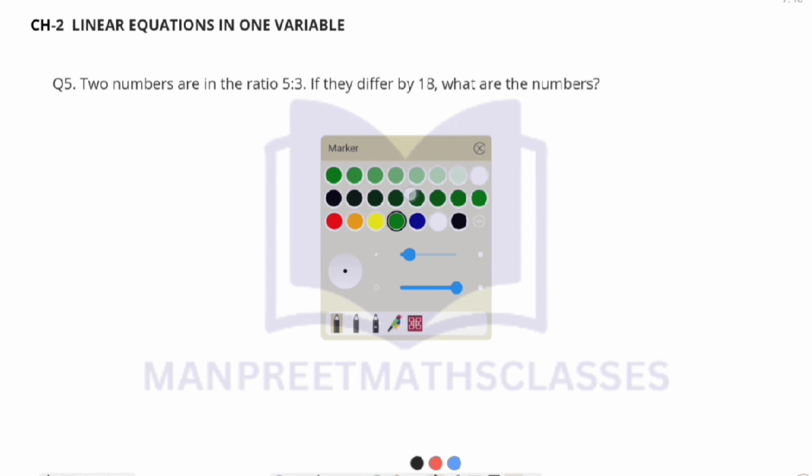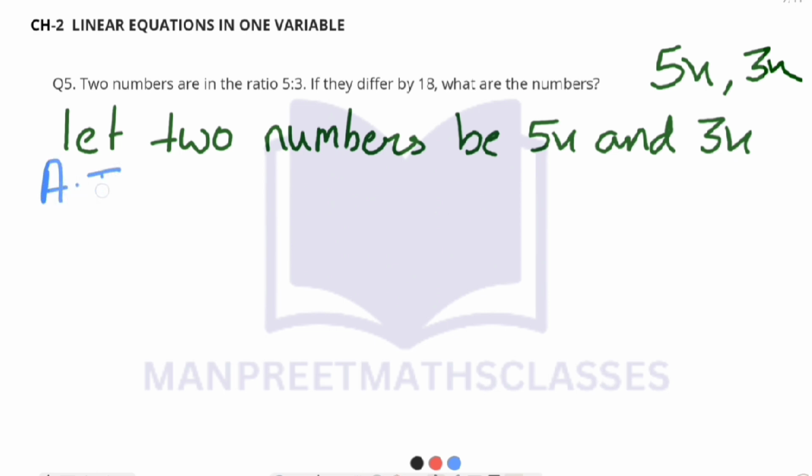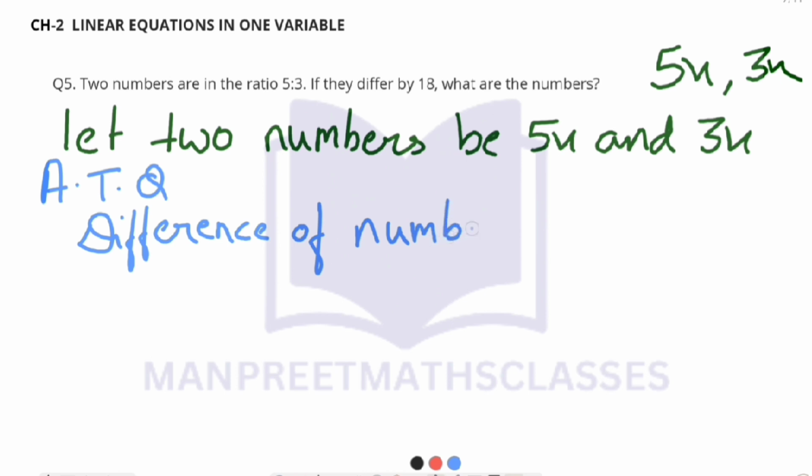नेक्स्ट क्वेश्चन है, टू नंबर्स आर इन द रेशियो 5:3. इफ दे डिफर बाय 18, व्हाट आर द नंबर्स. दो नंबर्स है, उनका रेशियो गिवन है हमें और उनका डिफरेंस गिवन है. डिफर मीन्स उनका डिफरेंस. सो जब भी आपको क्वेश्चन में नंबर्स रेशियो की फॉर्म में गिवन हो तो उनके साथ x लगा के उनको एज अ नंबर सपोज कर लेते हैं. सो हम लिखेंगे, लेट टू नंबर्स बी इन द क्वेश्चन. देयर डिफरेंस, सो विल राइट अकॉर्डिंग टू क्वेश्चन, डिफरेंस ऑफ नंबर्स is 18. So numbers क्या है, 5x और 3x.